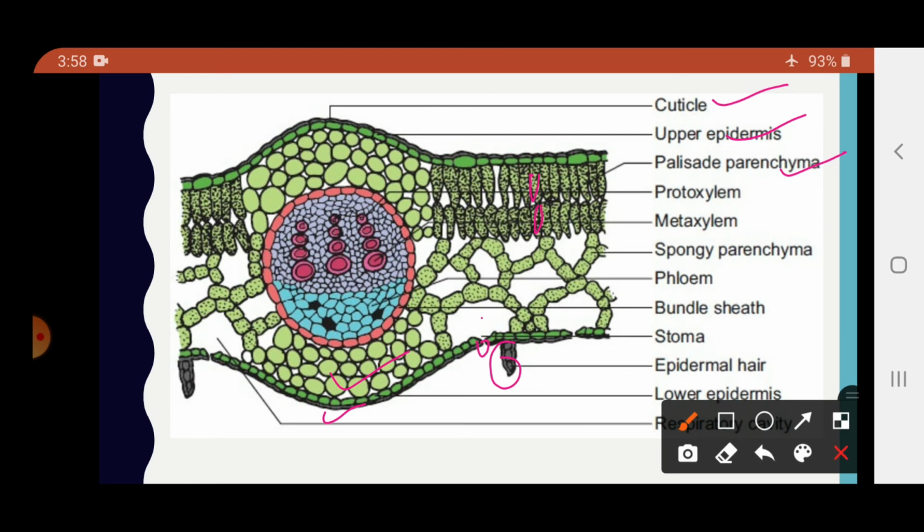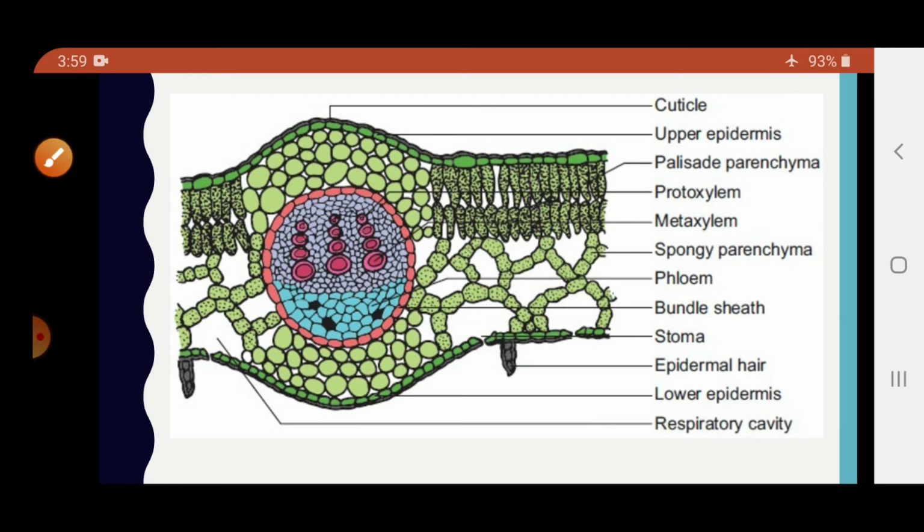Now these spongy cells have air cavities. These are the air cavities, and the air cavity below the stomata is called what? It is called the respiratory cavity, or also the substomatal cavity. This is the phloem, which is located towards the lower epidermis, and the xylem, which is located towards the upper epidermis. So that is a diagram of the dicot leaf.